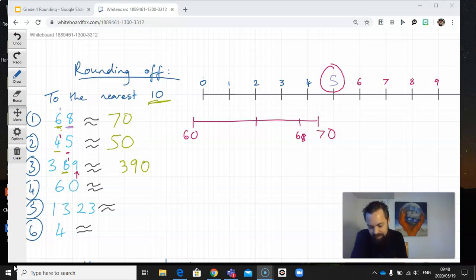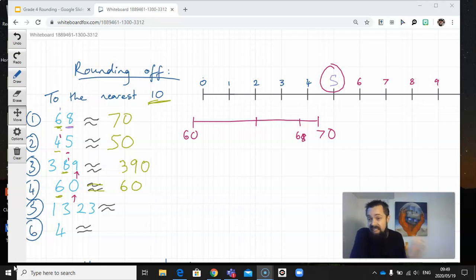Next one. I've put this one in because sometimes you get these and people haven't practiced them and then they get a bit confused. But let's have a look at number 4. So we're looking at the 6, that's the tens. Then we look at the units: does the units go up or down? Well, it's already at 0, so it's going to stay as 0. So 60, rounded off to the nearest 10, is 60. It doesn't change. In fact, this one could just be an equals because it is exactly there. But sometimes your teacher might slip one of those in just to check whether you're paying attention.